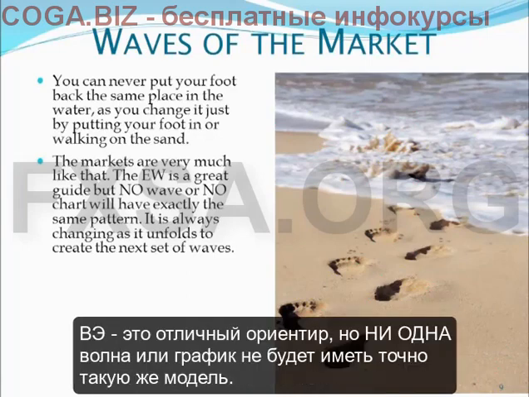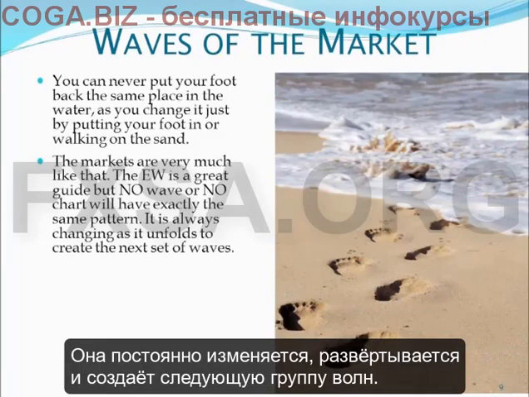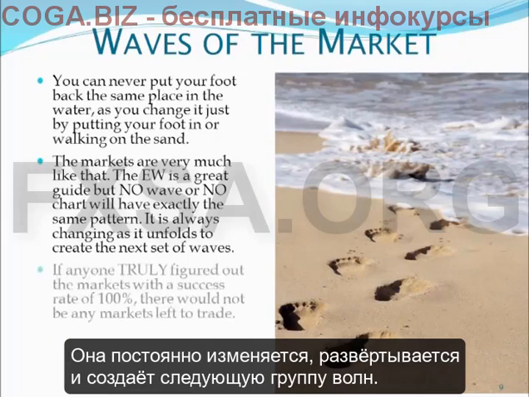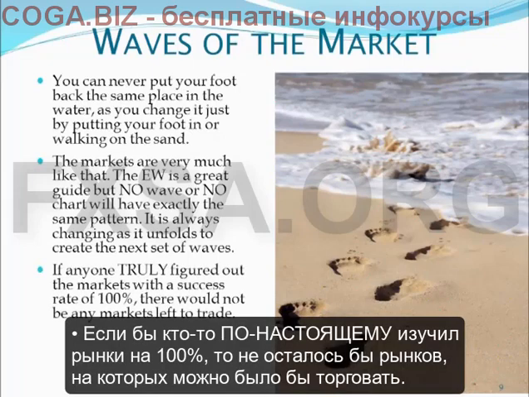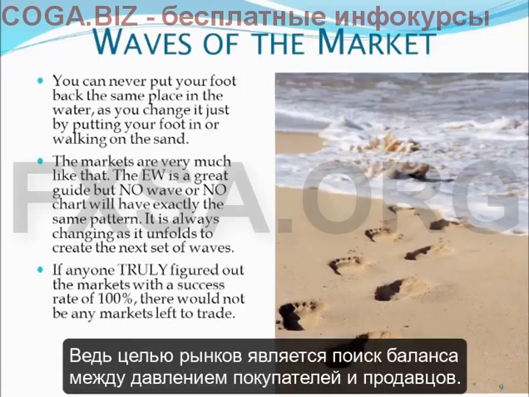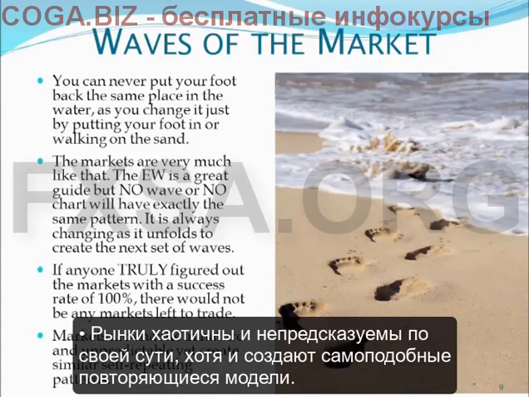The Elliott wave is a great guide, but no wave or no chart will have exactly the same pattern. It is always changing as it unfolds to create the next set of waves. If anyone truly figured out the markets with a success rate of 100%, there would not be any markets left to trade. The market's job is to find an equal balance of buying and selling pressure. And markets are chaotic in nature and unpredictable, yet create self-similar repeating patterns.